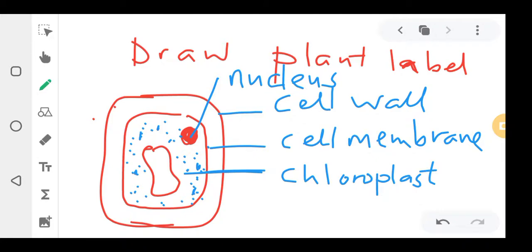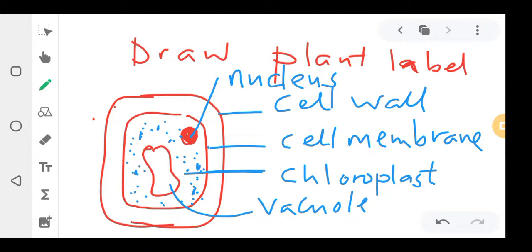And then this thing is called the vacuole. Okay, that's a bit about that. Now, that's how a plant cell looks.